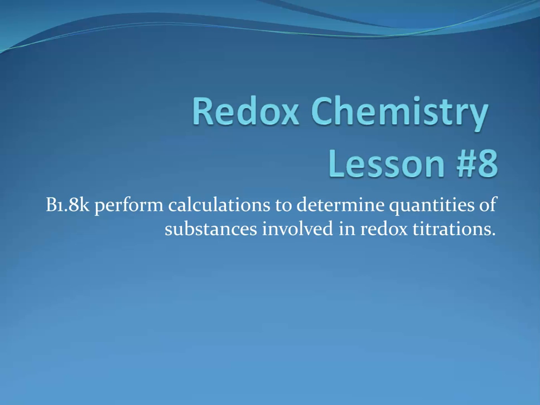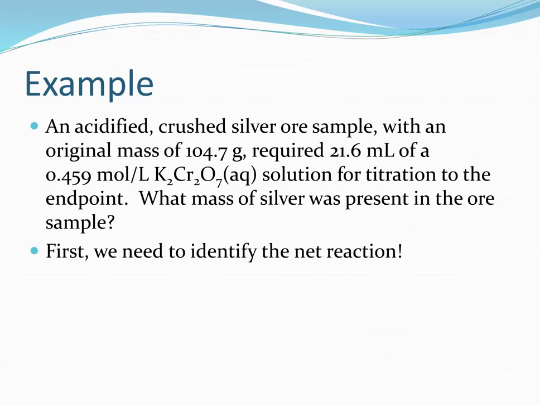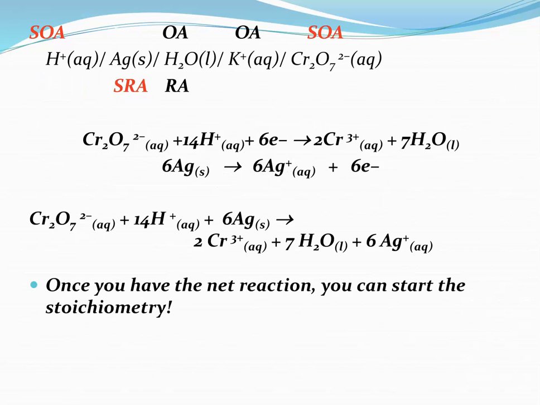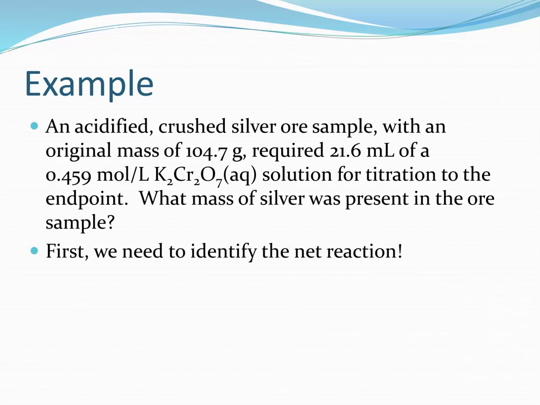In this example, silver ore is titrated with potassium dichromate. The solution is acidified, and you are asked to determine the mass of silver that was present in the ore sample. Before we can start stoichiometry, we need a balanced equation. Since this is redox stoichiometry, we need to balance using our redox balancing skills.